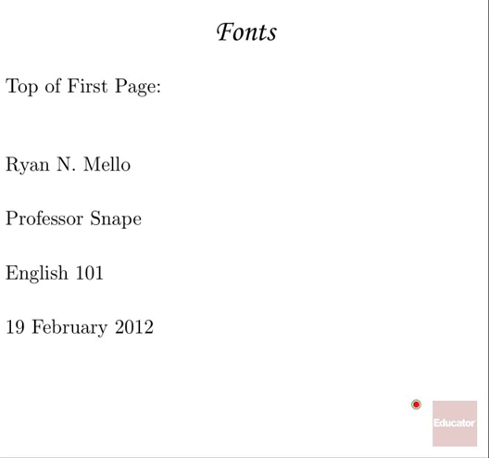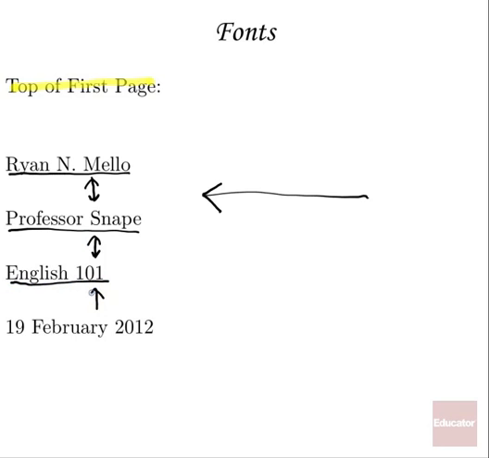Now that we've already discovered fonts, let's figure out how we're going to actually put our names on this paper. At the top of the first page, on the left-hand side, you need to put the format like this. You need to put your name, space, Professor Snape, or Professor or Mr. whoever your teacher's name is, space, the title of your class, English 101, space, and then the date formatted like this, day, month, year.